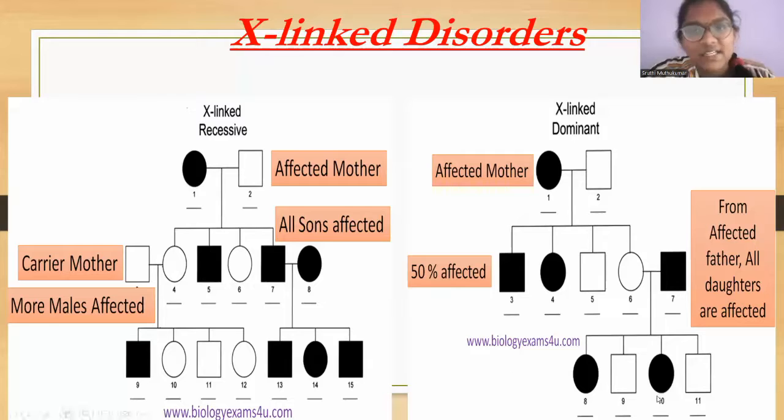And you can see X-linked dominant, for which we don't have any example in our NCERT textbook, but I just included it here. So X-linked dominant, you can see this affected mother, and you can see 50% of the children are affected. And from this example, you can see from an affected father, all the daughters are affected. Right, so if it's the father in one generation, then it goes to the daughters in the next generation. So that is the characteristic of X-linked disorders.